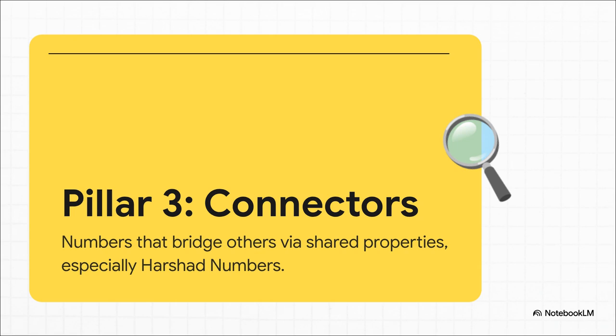Okay, so we've got these different types of numbers, but how do we link them together? Well, that brings us to our third pillar, connectors. These are numbers that act like bridges. And a fantastic example is something called a Harshad number. This is just any number that you can divide by the sum of its own digits.